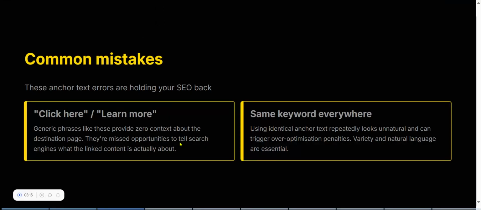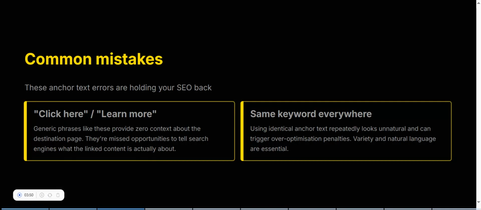Now, the next thing is same keyword everywhere. Using identical anchor text repeatedly looks unnatural and can trigger over optimization penalties. Variety and very natural language are essential. So basically you don't want to be in a situation where you're using the same keyword over and over and over again on the anchor text. That's just going to trigger penalties.